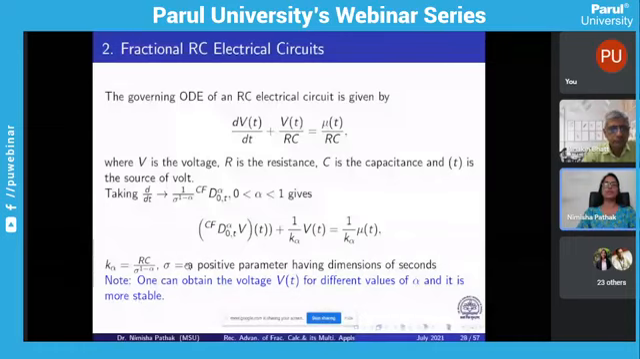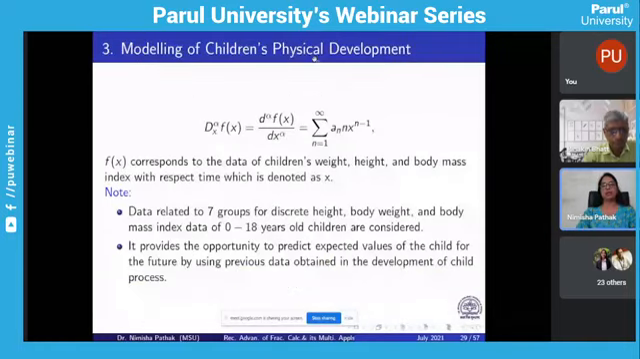Next is the application, that is modeling of children's physical development. So in one of the papers, this particular model is taken, in which this D alpha f of x is a Grunwald-Letnikov fractional derivative operator, in which f of x corresponds to the data of children's weight, height, and body mass index with respect to time, which is denoted by x.